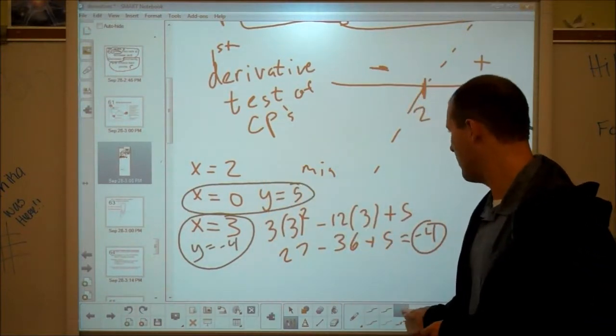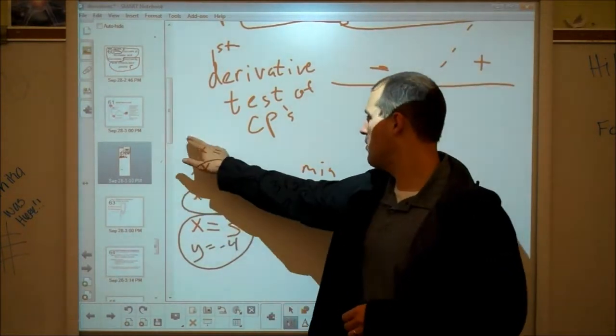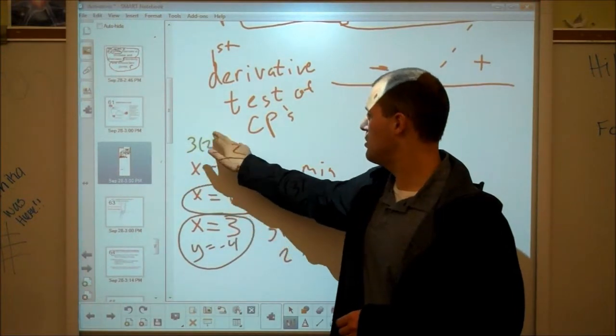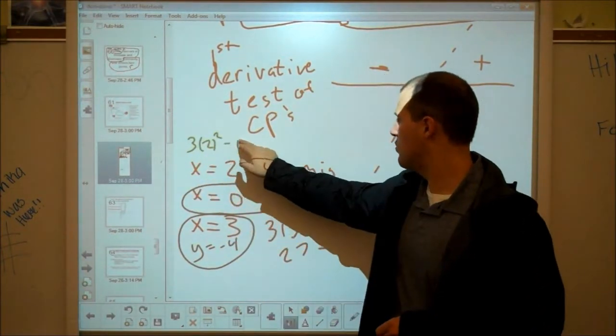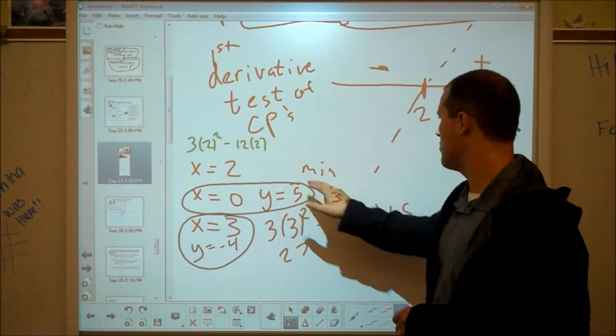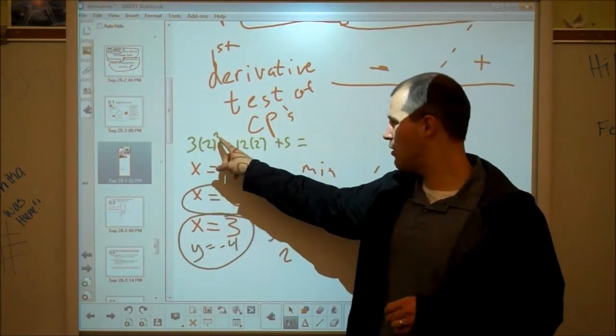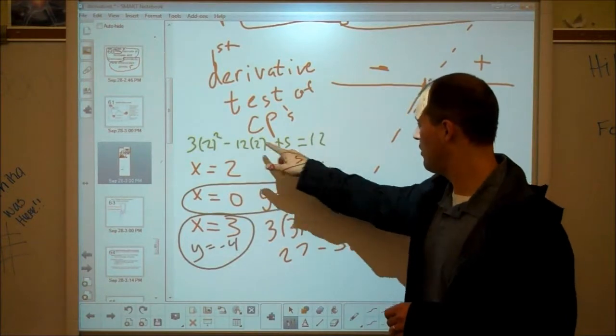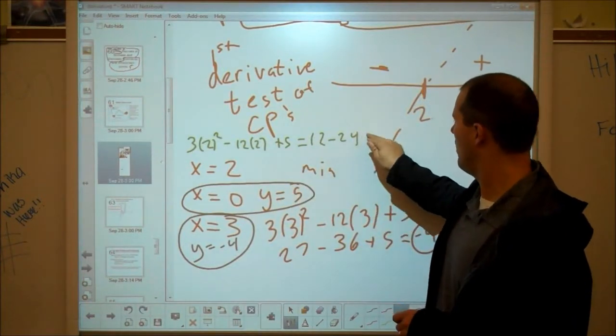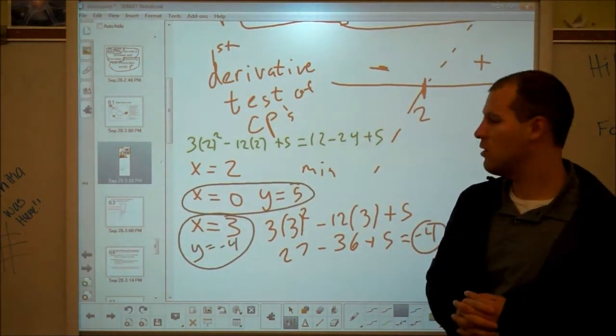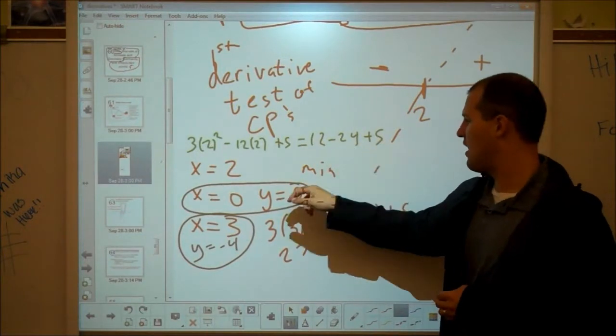So let me change colors here. So I would get 3 times 2 squared minus 12 times 2 plus 5. Okay, let's run that out real quick. 2 squared is 4, times 3 is 12, minus 24 plus 5. Okay, I'm looking at negative 12 plus 5, that's negative 7.